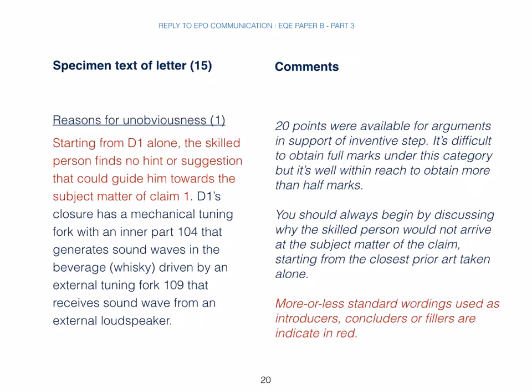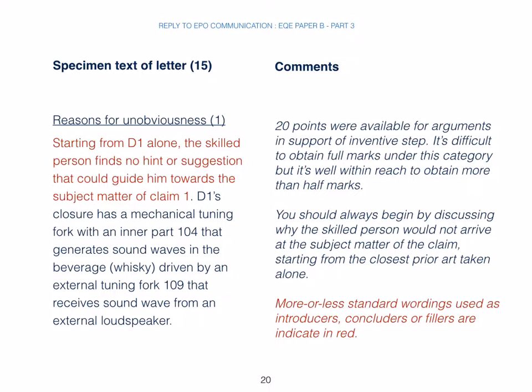You should always begin the discussion of unobviousness by stating why the skilled person would not arrive at the subject matter of the claim, starting from the closest prior art taken alone. So here then is my opening for the reasons for unobviousness. Starting from D1 alone, the skilled person finds no hint or suggestion that could guide him towards the subject matter of Claim 1. That is a general statement that we can use in arguments, but it has no factual basis. So then we have to put in the factual basis in support of that statement.